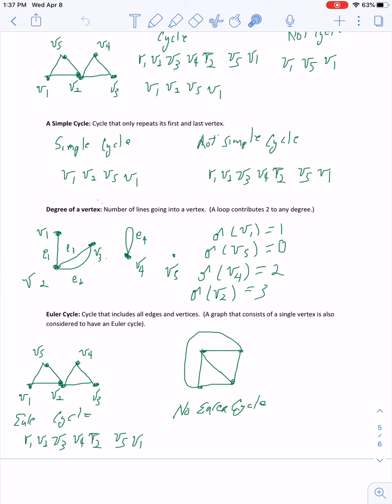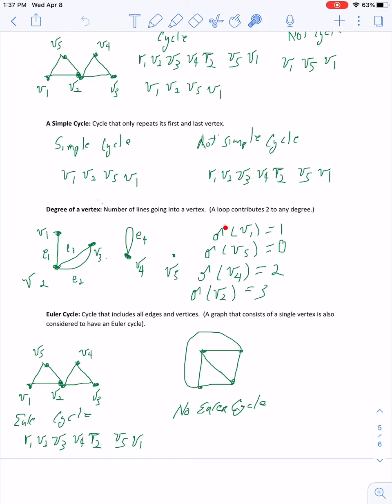Now I want to talk about the degree of a vertex. The degree of a vertex is the number of lines going into it. Notice I don't say the number of edges incident on it. And the reason is that a loop, which is just one edge, counts 2 to any degree. So let's look at a particular example. Here's my graph.